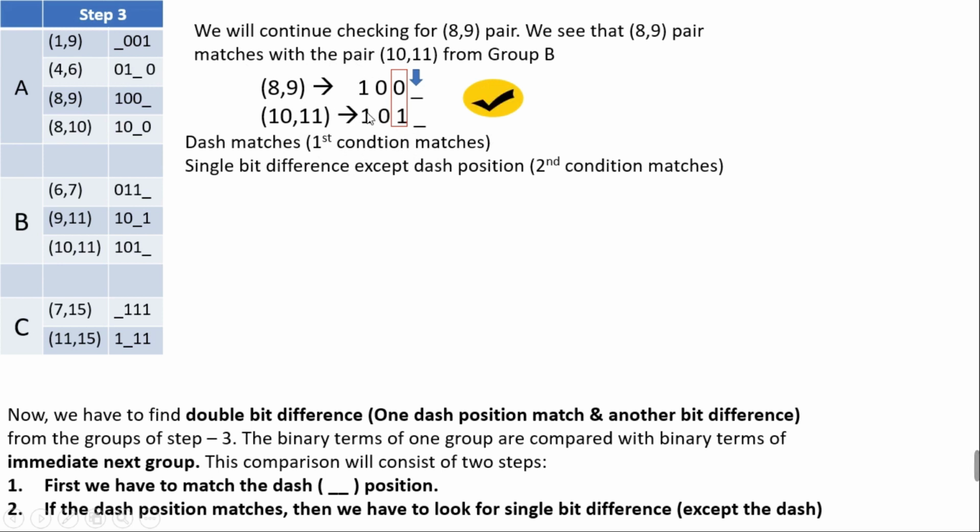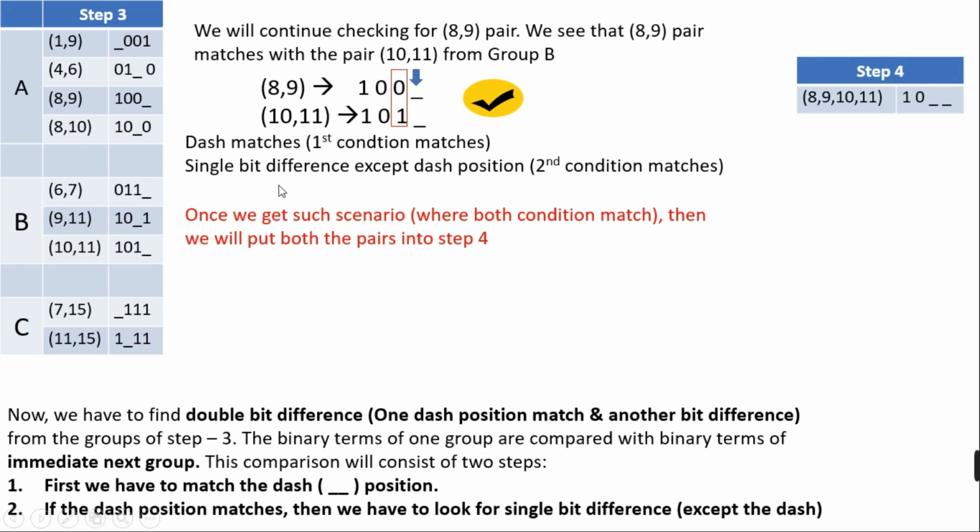So let's see how we can do that. Once we get such a scenario, we're going to put those pairs into step 4. So here we have put both of those pairs into step 4, and we'll write them together, 8 9 10 11, and we have written something over there. So let's see how we actually did it. The previous dash will stay as it was. That means the dash which was already there, at the 4th position, was already there, so it will stay as it is. We will not touch that.